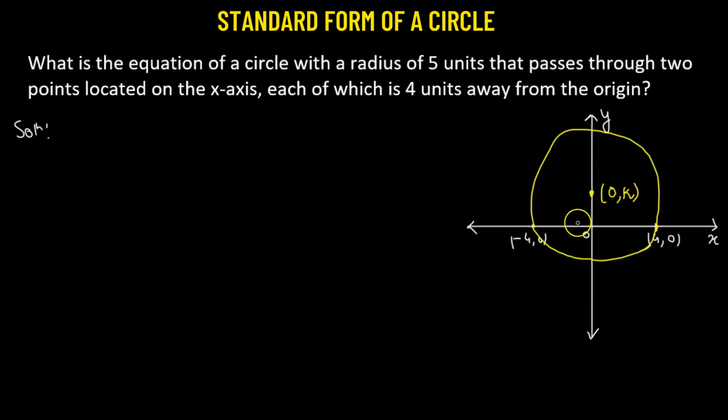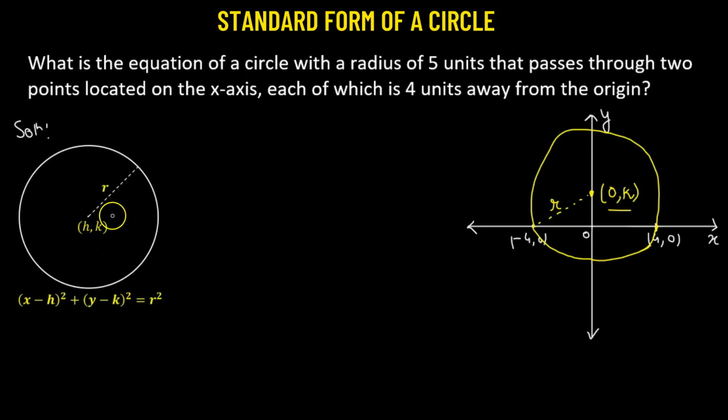Now in order to find the equation of the circle, we'll need to find the coordinates of the center. That means we need to find the value of k, as well as the radius of the circle. So let's call the radius r. So how to find that? For this, we'll take the help of the standard form of a circle.